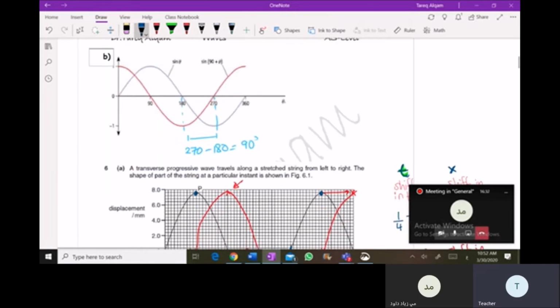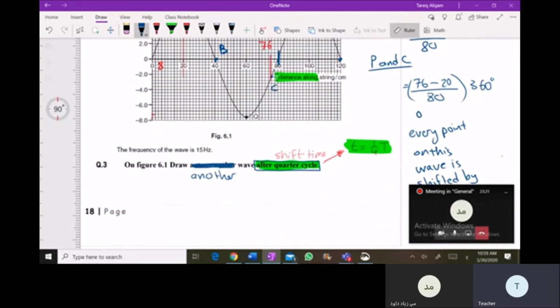Sometimes here similarly I took two equivalent points, 270, 180. If we are given the phase difference, or phase, sorry, we can easily find the phase difference. If we are given what? The phase, like this, we can easily find the phase difference.